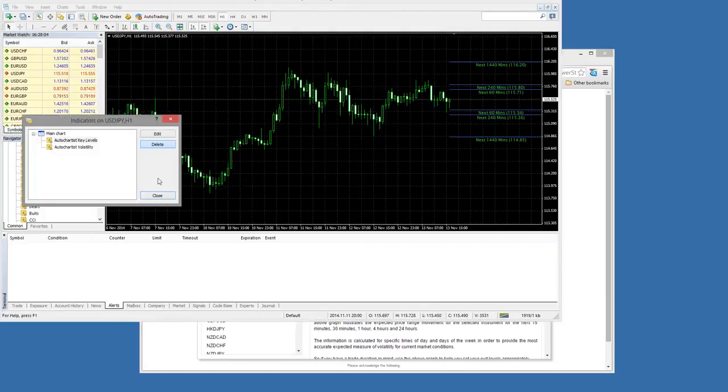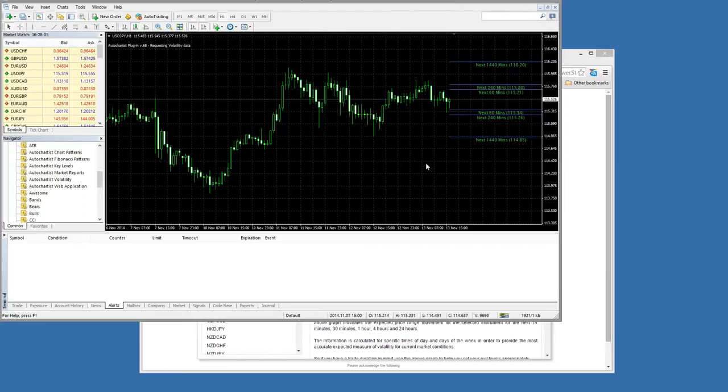So on my screen right now, I have a graph of US dollar JPY, and I'm actually going to remove all the chart patterns and key levels and all that stuff, and I'm just going to keep my volatility. Now, if you're using MetaTrader, then you can just take this Autochartist volatility indicator that's on the left-hand side, and drag and drop it onto your MetaTrader, and enable DLL calls. Okay, obviously don't forget that.